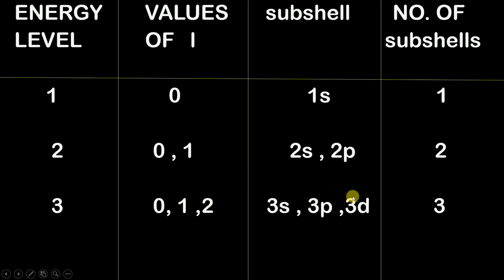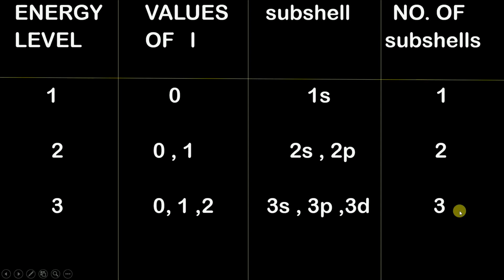And since this S, P and D are present in the third energy level of an atom, therefore I have written them as 3S, 3P and 3D. Now how many number of subshells are present? Obviously 1, 2 and 3. So the number of subshells present in the third energy level are 3.